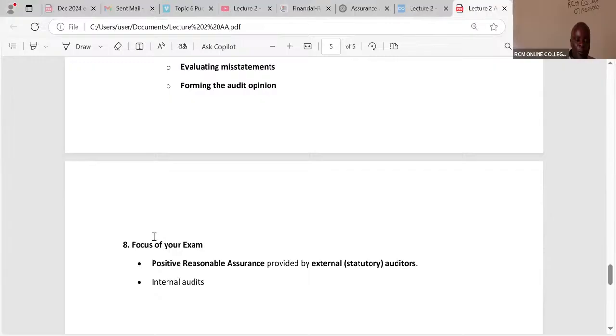So for your exam, as you study, you must be able to know this positive reasonable assurance provided by external statutory auditors. And then, of course, you should be able to look at the internal audits. You as an internal auditor, there are the kinds of assurances that you shall be providing.